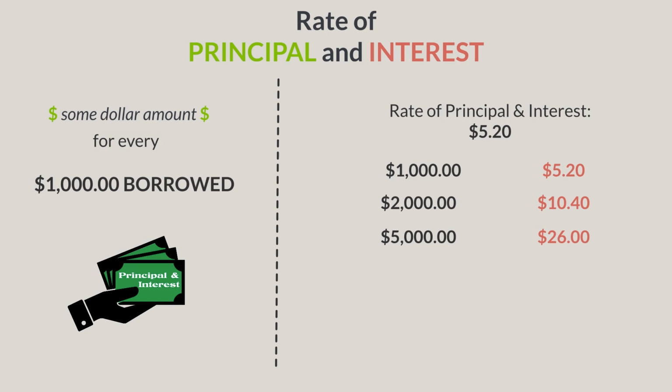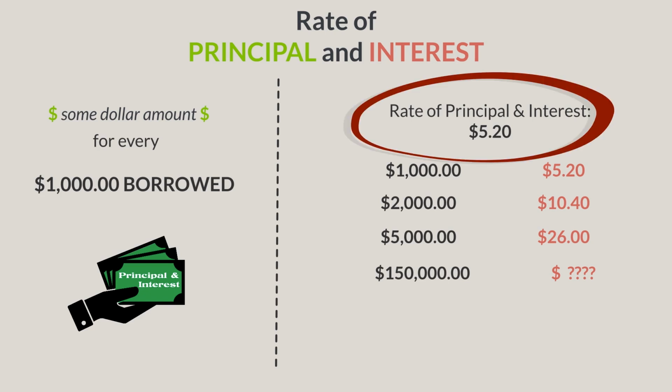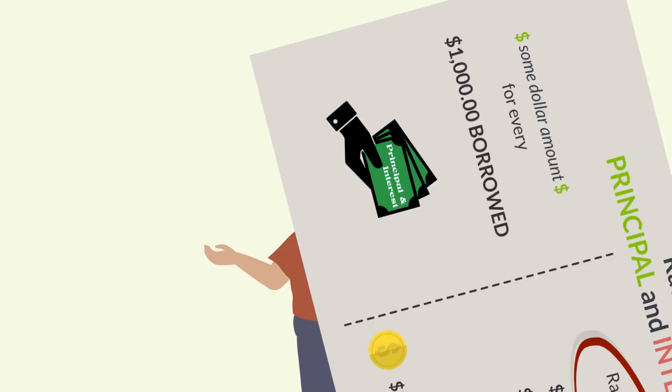But what would that mean if somebody were to borrow $150,000? We know that the payment consists of $5.20 monthly for every $1,000 borrowed. And in $150,000, there are 150 thousands, which means we will need to pay $5.20 150 times, creating a total of $780 in monthly payments until all of the principal and all of the interest has been paid to the bank.